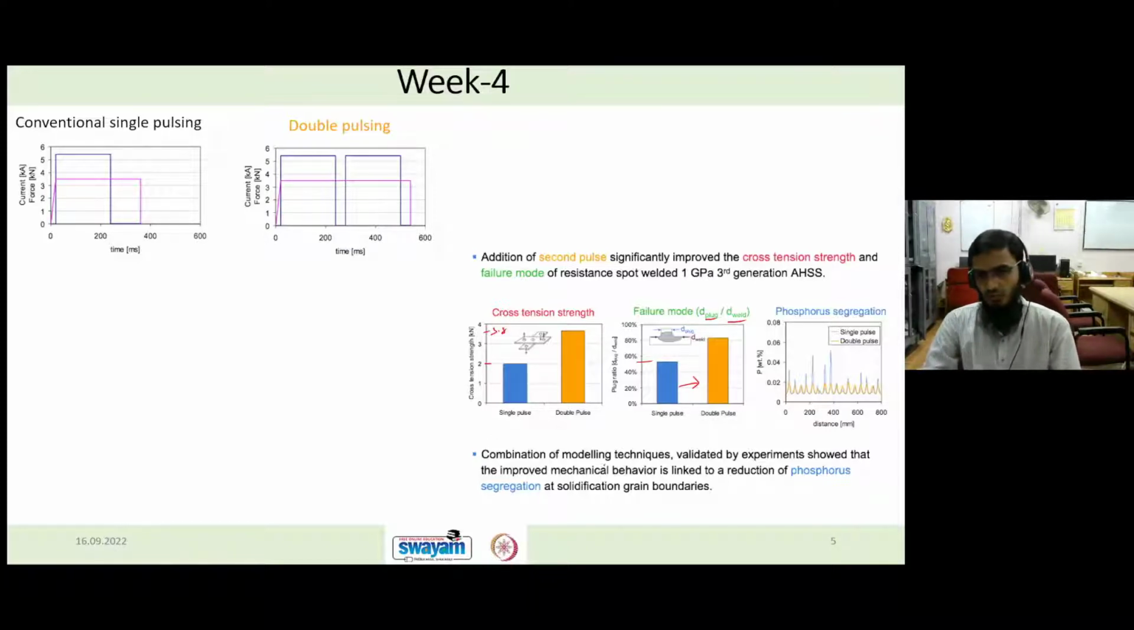So the combination of modeling technique validated by experiments shows the improved mechanical behavior. Why the mechanical properties are getting improved is linked to a reduction of phosphorus segregation at the solidification grain boundaries. So basically the phosphorus segregation is getting minimized, your microstructure is getting homogenized, and due to that homogenization your mechanical property is getting improved.